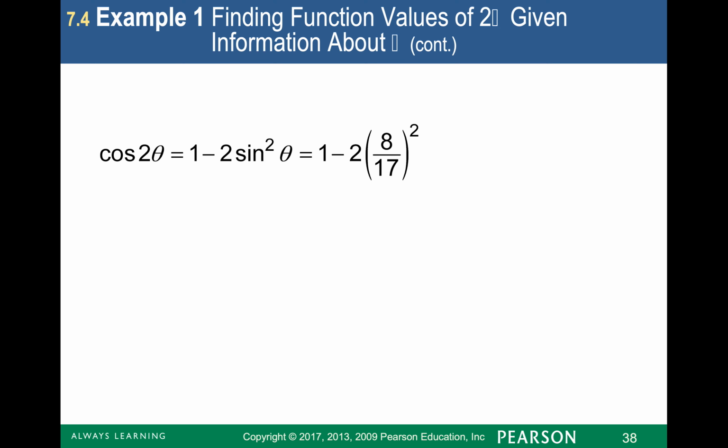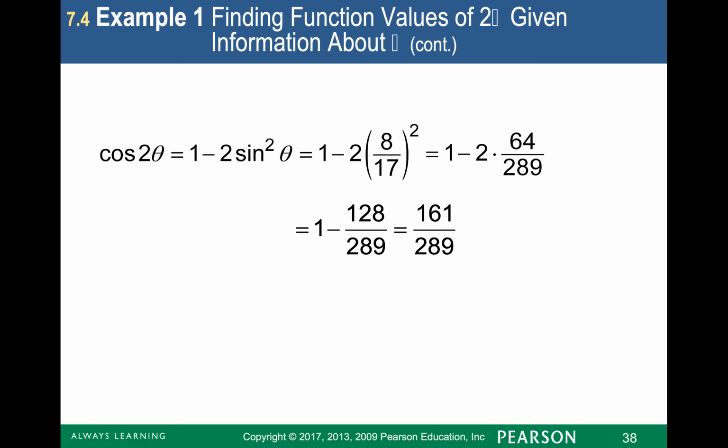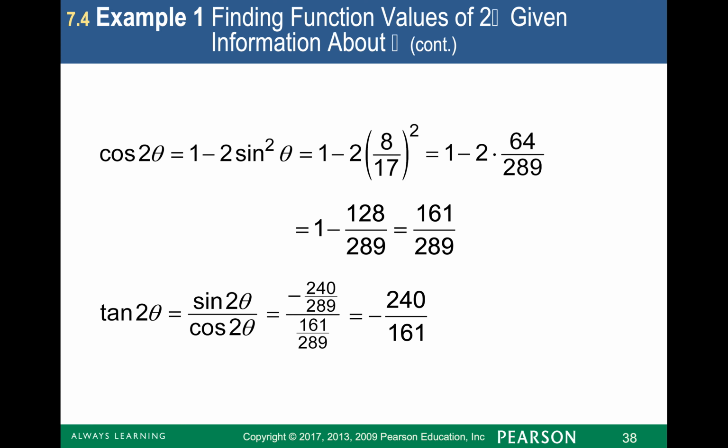So the formula for cosine 2 theta is 1 minus 2 sine squared theta. I don't need to find any other information, but I'm going to replace the sine with 8 over 17 to get my cosine of 2 theta as 161 over 289. Now I know that tangent 2 theta is sine 2 theta divided by cosine 2 theta. So I'm going to take the two values that I found and divide them to get negative 240 over 161.